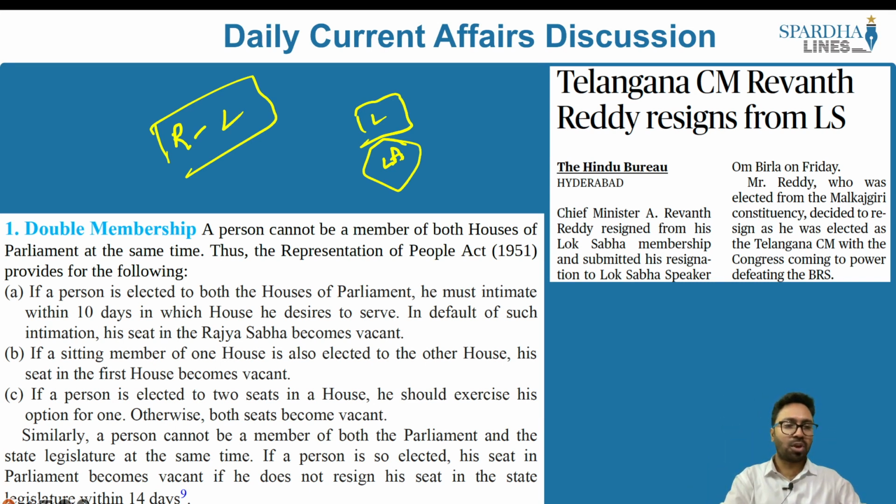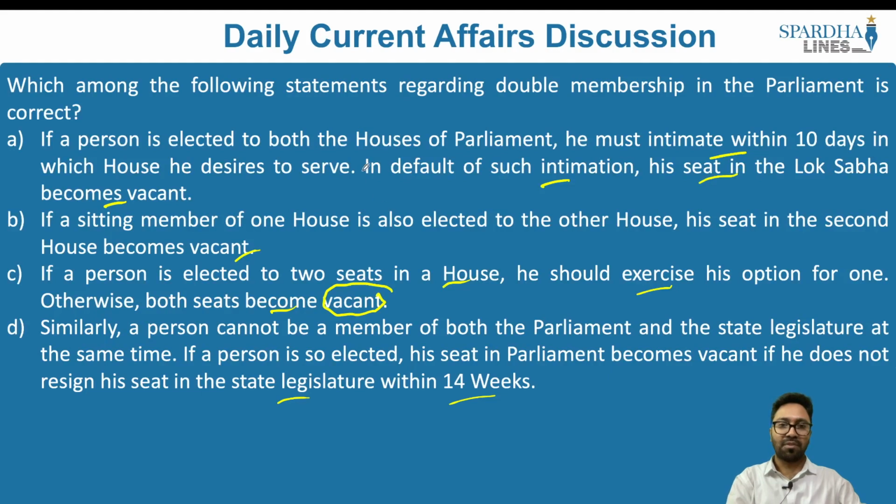Now, if you look into the options, the first option says, if a person is elected to both houses of the parliament, he must intimate within 10 days in which house he desires to serve. That's the right part. In default of such intimation, his seat in the Rajya Sabha becomes vacant and not the Lok Sabha. Why does his seat in the Rajya Sabha become vacant?